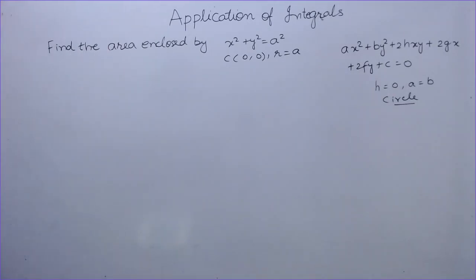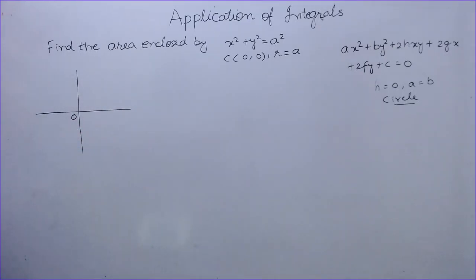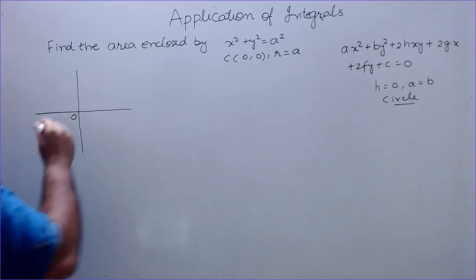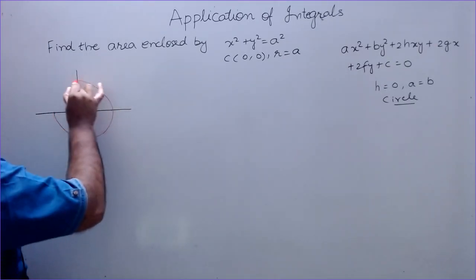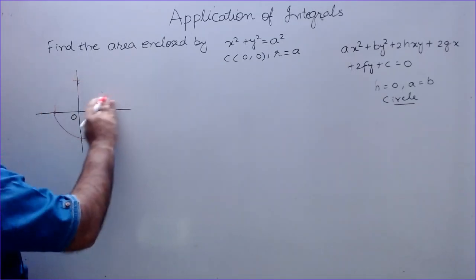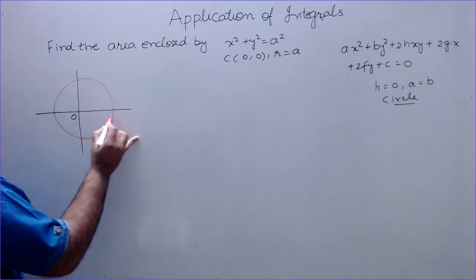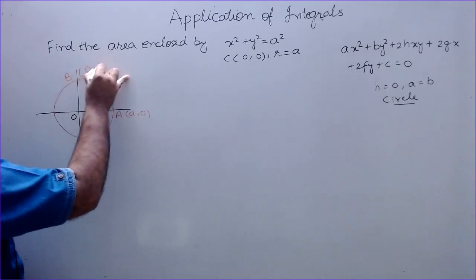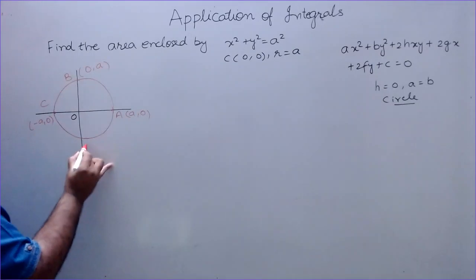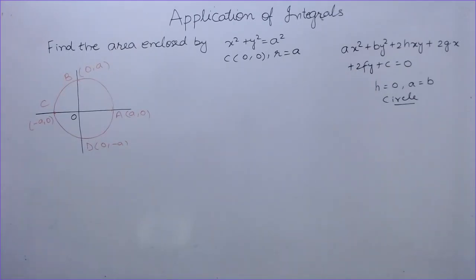So first of all, we have to plot the curve. These are our axes, the origin, and now let us plot a circle. Not very difficult, this is very easy. The radius is a, so this is our circle. What are these points? This point is A (a, 0), B (0, a), C (minus a, 0), and D (0, minus a). O is the origin, the center of the curve, (0, 0). So what is the total area enclosed?